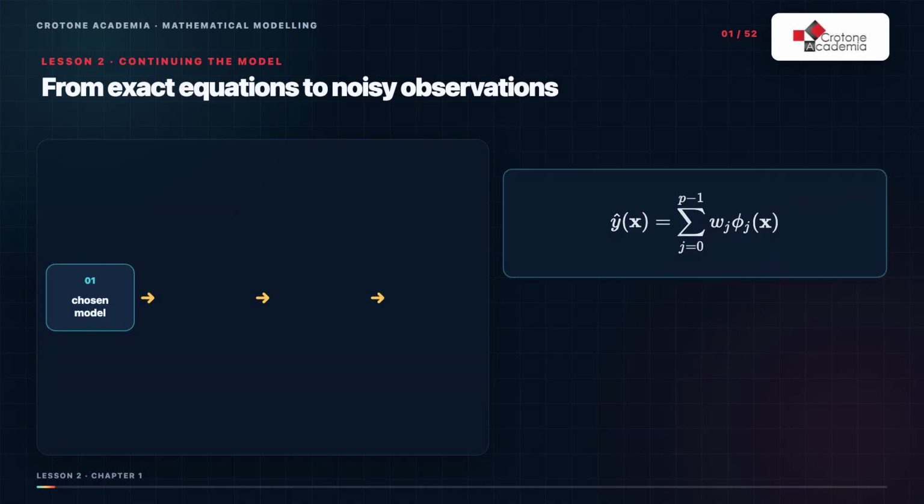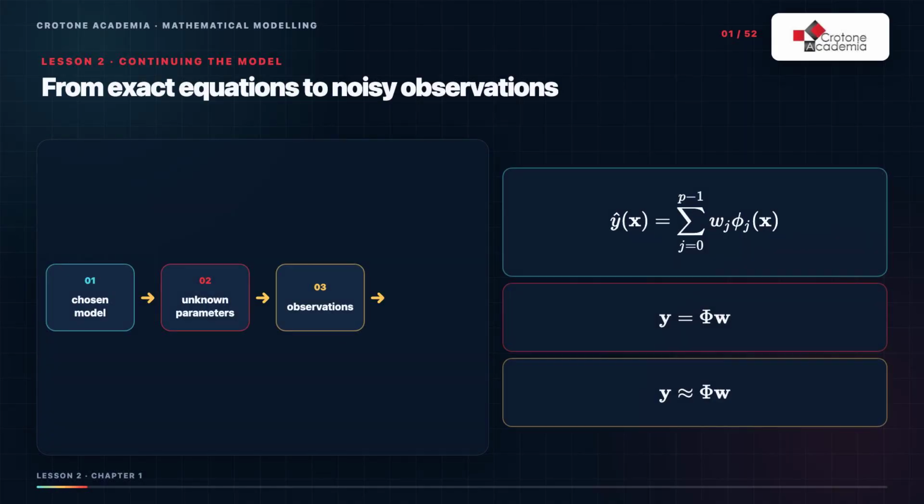Welcome back. In Lesson 1, we built mathematical models as weighted combinations of features. Now I'm going to guide you through the next question. Once we have chosen a model family, how can observations determine its unknown parameters? We will begin with exact simultaneous equations, then discover why merely counting equations is not enough. We need independent information, captured by the rank of the design matrix.